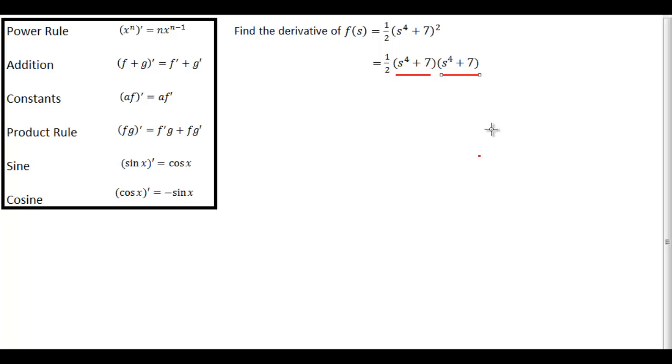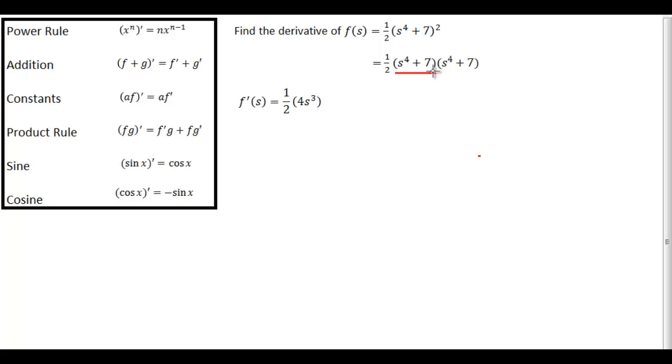You might say, hey, wait a minute, Dave, what about the 1/2 there? Well, the 1/2 is also multiplied, but I don't have to use the product rule on it because it's just a constant. And as such, it can just come along for the ride. We don't have to do anything special for it. So the product rule says that I'm going to have to take the derivative of the first times the second, and so on. So let's do that.